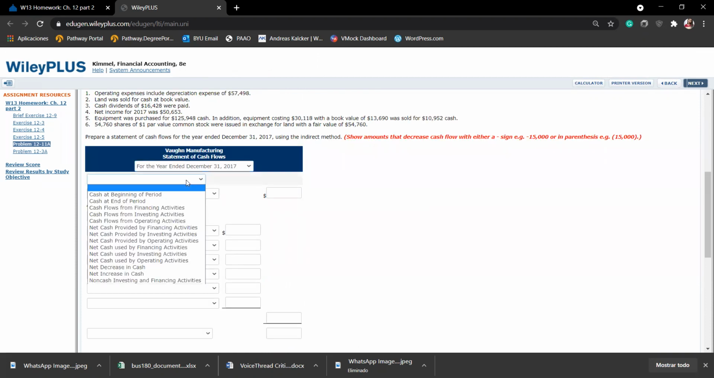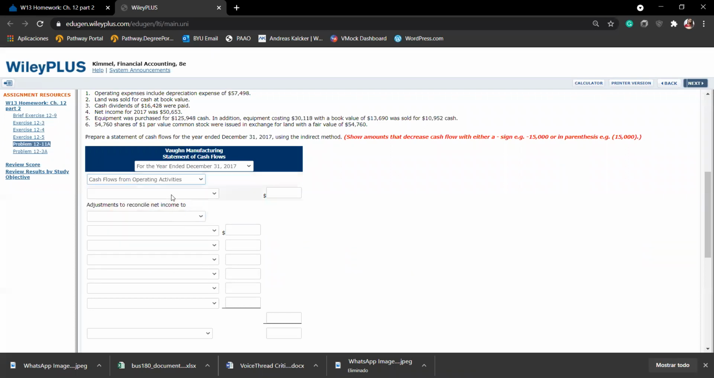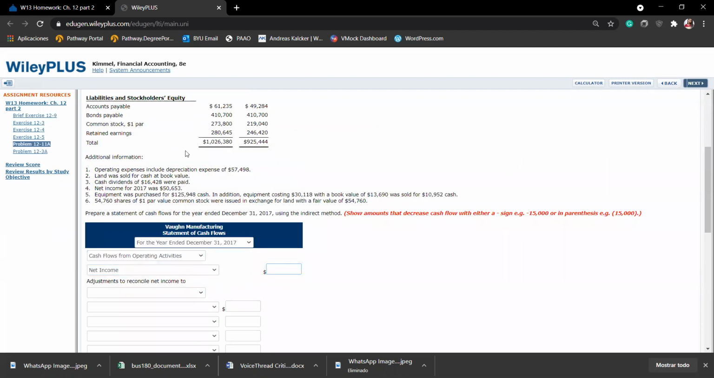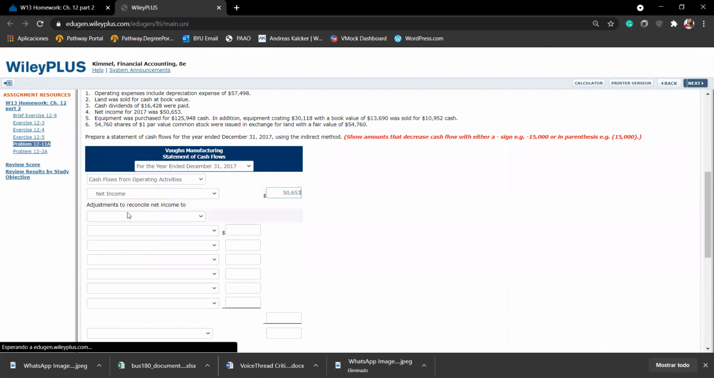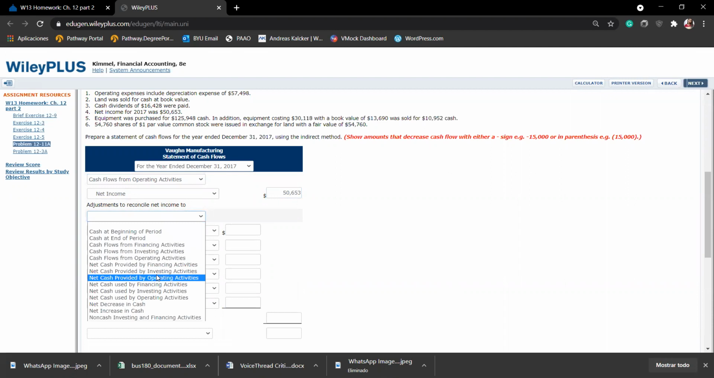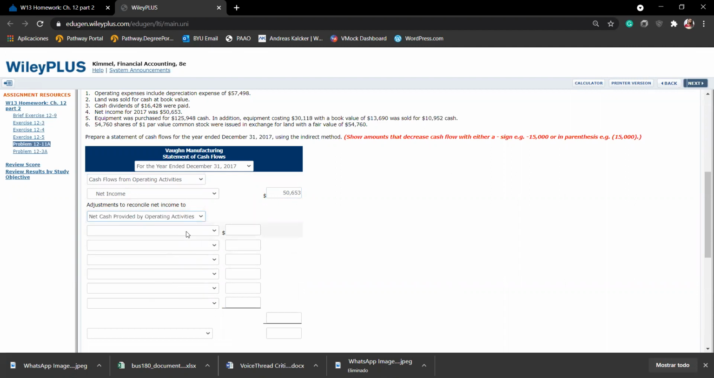So here we are going to start with the cash flows from operating activities. For this, we need the net income. The net income is given in the additional information here in point number 4. Net income for this year was this amount, so we are going to copy that. And we need to do adjustments to reconcile the net income to net cash provided by operating activities.